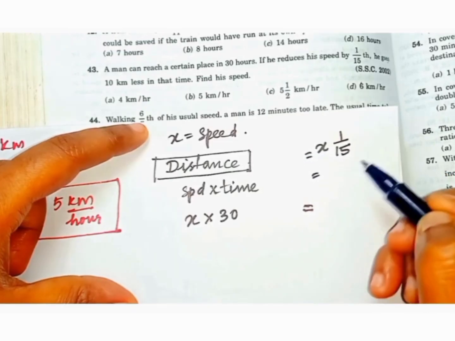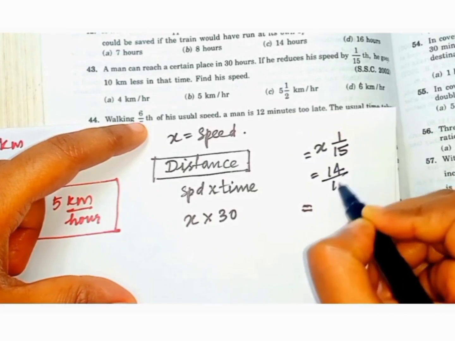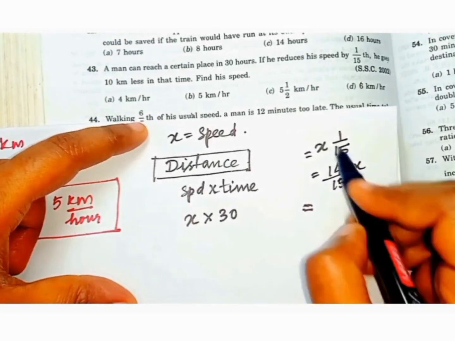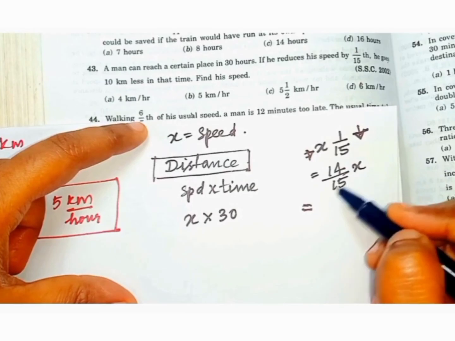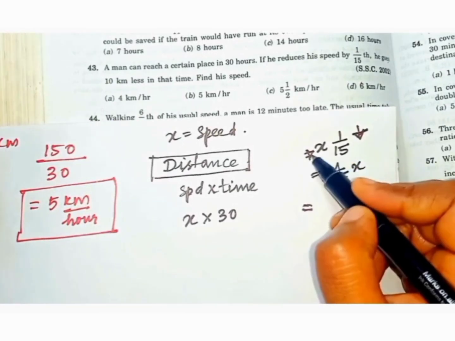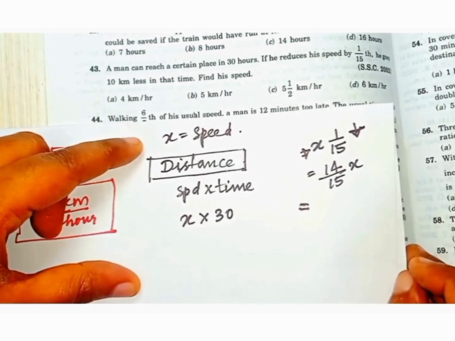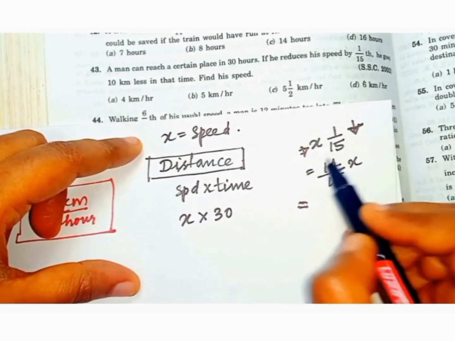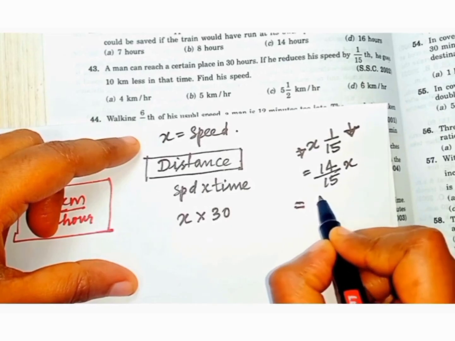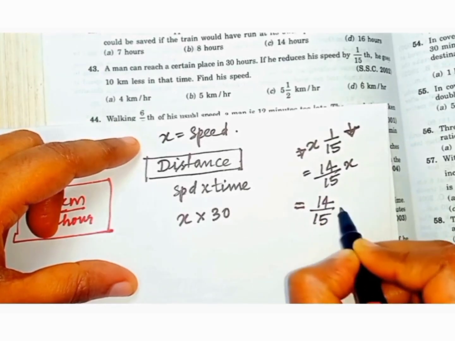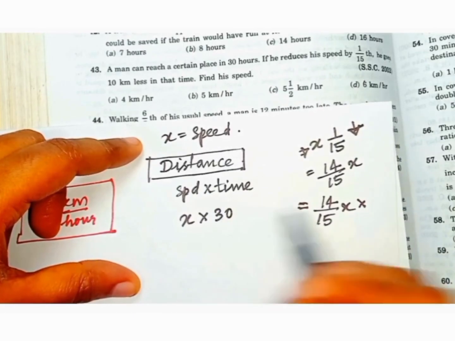But what is his actual speed? That would be 14/15 of x, because he has reduced this much while walking. Consider it as walking. He has reduced this much. So he is actually covering 14 by 15x. And now the new speed is 14 by 15x into what is the distance he's covering? What is the time he's taking?